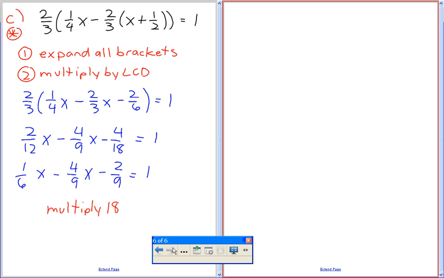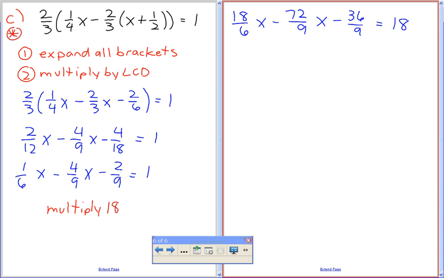Okay? So, someone from the middle, can you multiply everything by 18 for me, please? 18/6 x minus 72/9 x minus 36/9 equals 18. Thank you. And again, if you didn't have your line quite the same as this, that's okay. It should be close to it though. This next line should probably be the same. Someone from the back, can you do all the dividing for me, please?